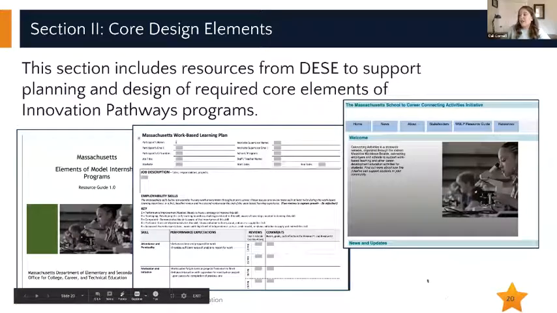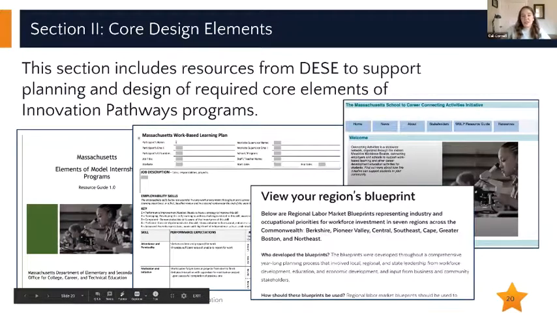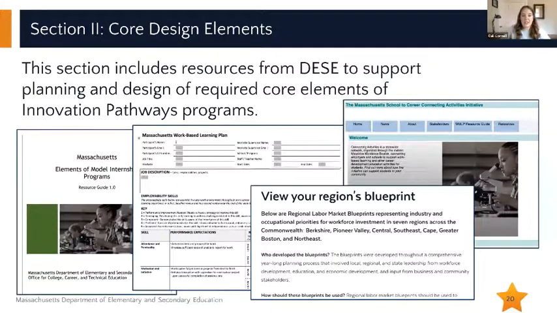One final example you'll find in this section of the toolkit is the regional labor market blueprints. These blueprints provide an analysis of the regional labor market across Massachusetts, identifying industries and occupations that provide growing and emerging opportunities within your area. Again, this is only a sampling of the resources shared within this section. We encourage you to review the material, as it's crucial not only to meeting the Innovation Pathways criteria for designation, but also for thinking through the comprehensive design of your pathway programs.